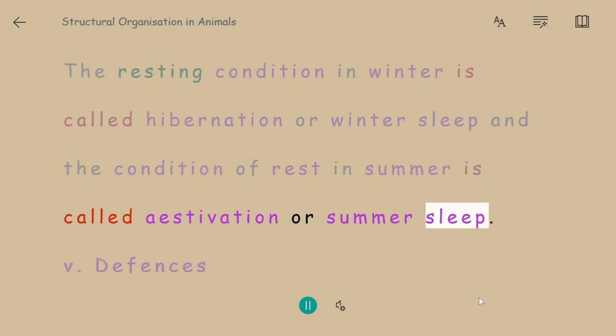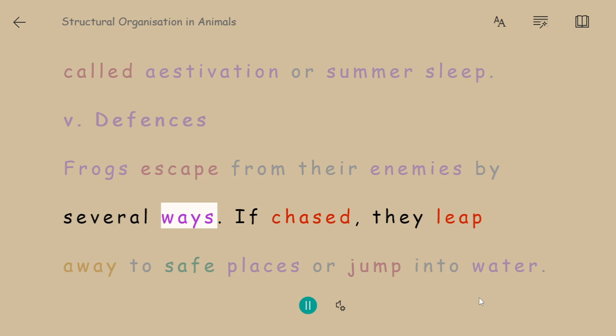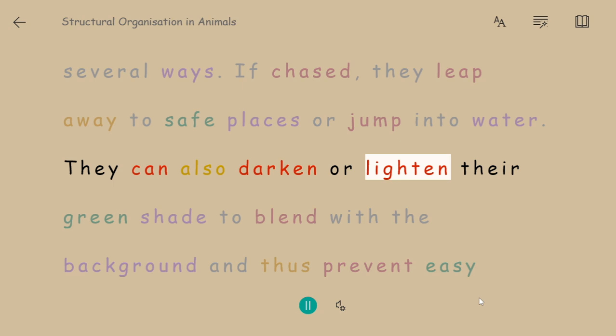5. Defenses. Frogs escape from their enemies by several ways. If chased, they leap away to safe places or jump into water. They can also darken or lighten their green shade to blend with the background and thus prevent easy detection, which is called camouflage.